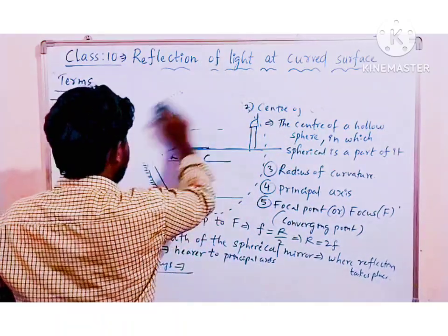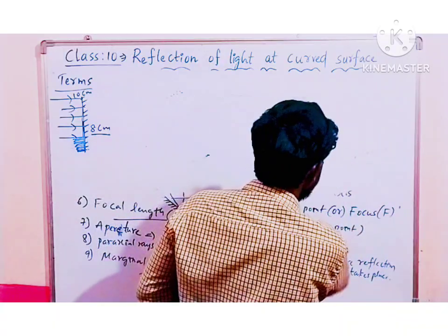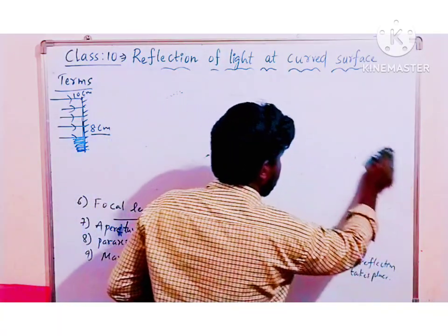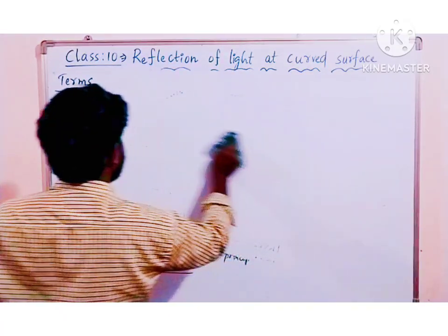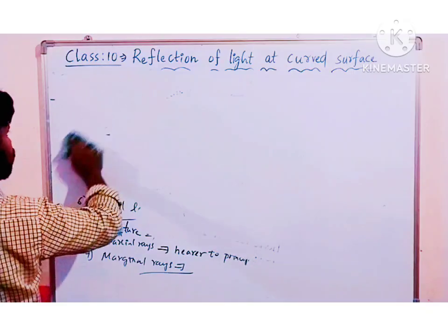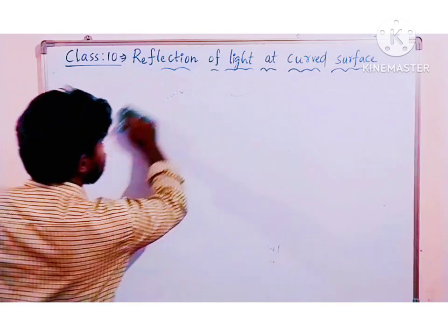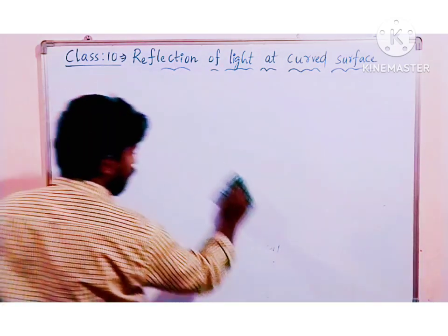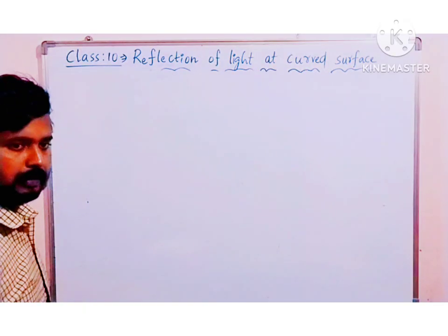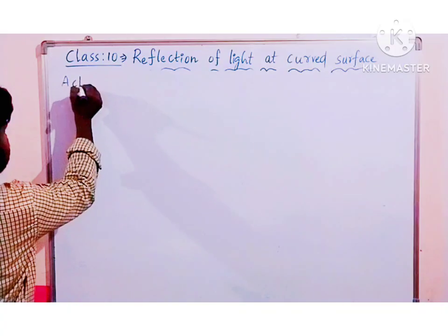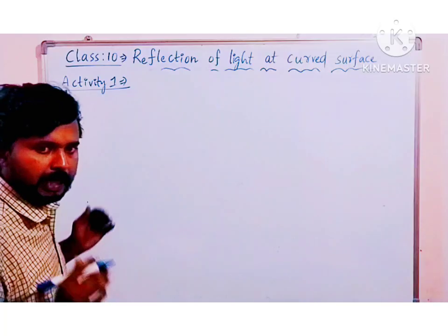Next thing is to find the activities. There are two activities. These two activities are important for the annual exam. They come as a long question and 2 marks questions. In the long question, there are two activities. First thing, activity 1, is very important compared to the second activity.